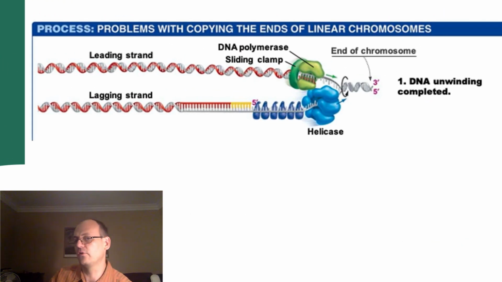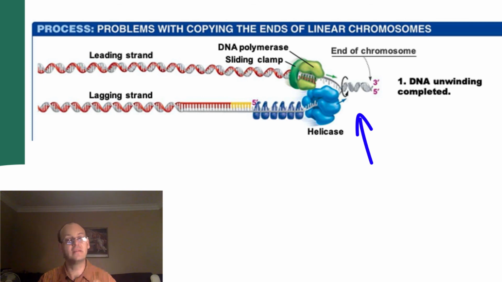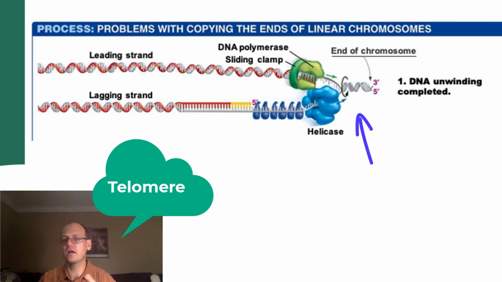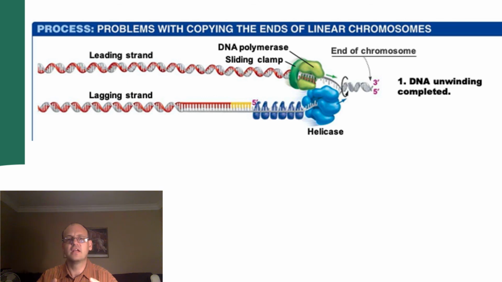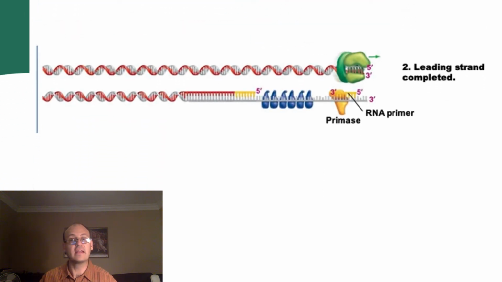There's one last difficulty that we need to address, and this only pertains to linear chromosomes. When the replication complex reaches the end of a chromosome, called the telomere, some parts of the complex can do their job, but other parts can't. Here we see the DNA being unwound completely all the way to the end. And the synthesis of the leading strand can easily complete all the way to the end.